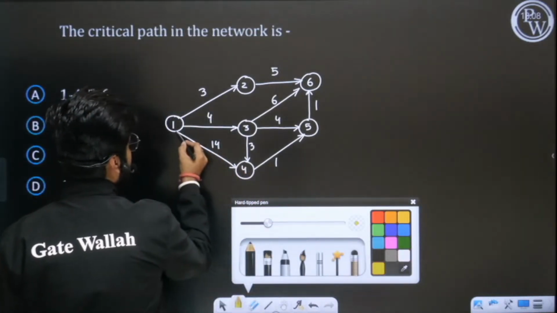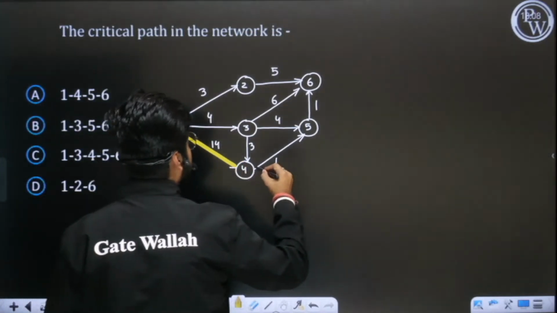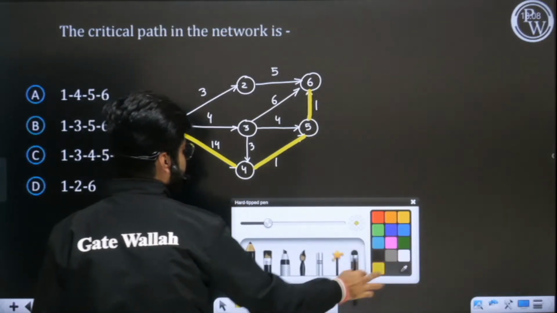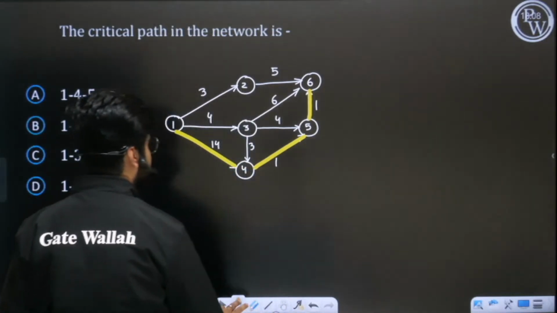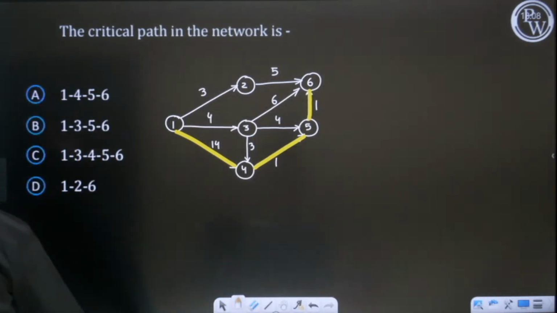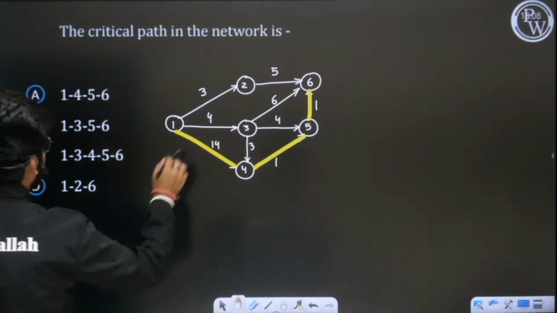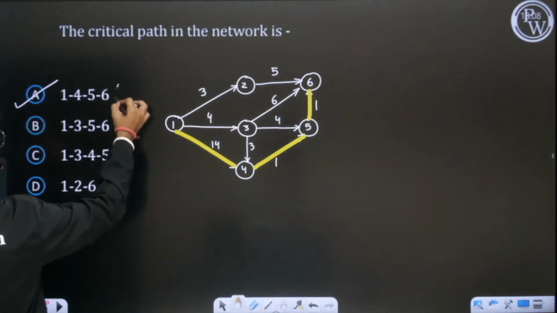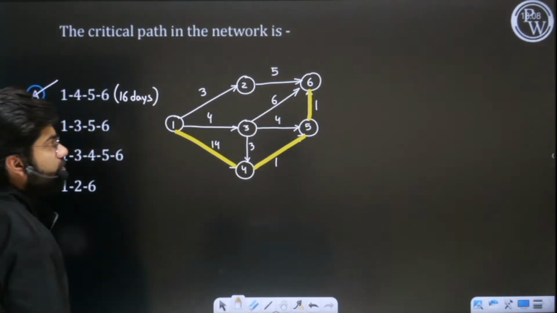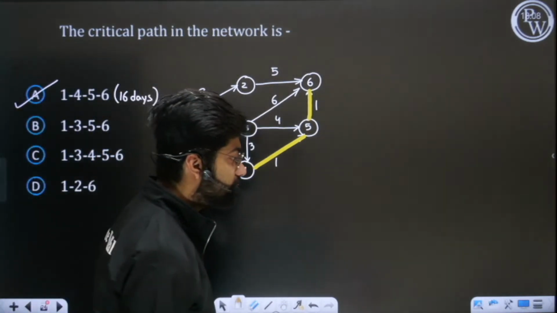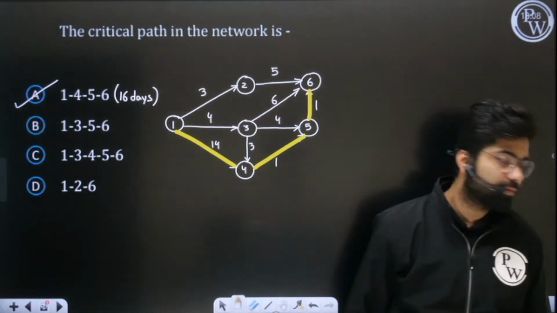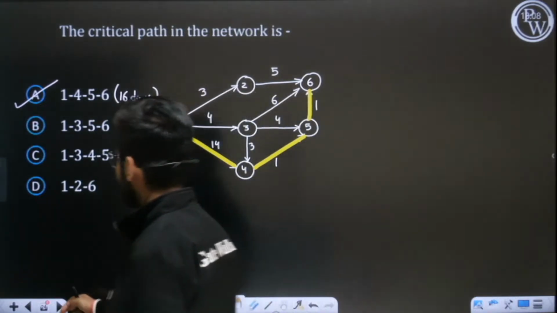Okay, so this is the longest one. Total 16 days it is taking. So if it is taking 16 days, then this will be the critical path: 1 4 5 6. It will be the longest one because it is taking 16 days. Simple question, basic question. Is this clear to you? I hope this is clear. So this is your basic question.